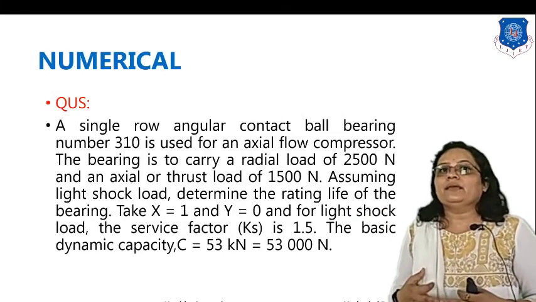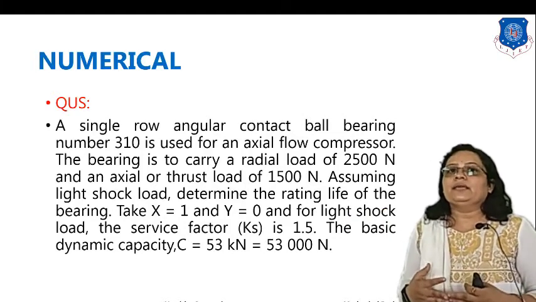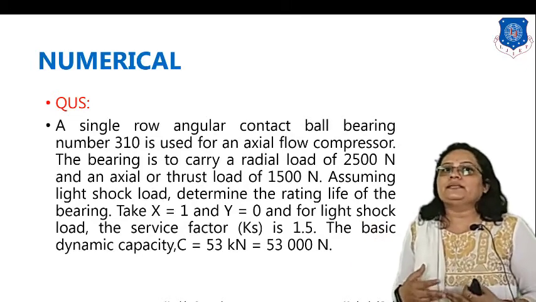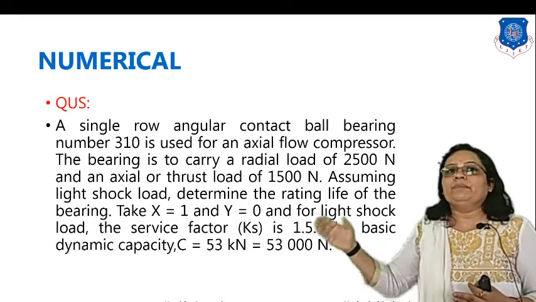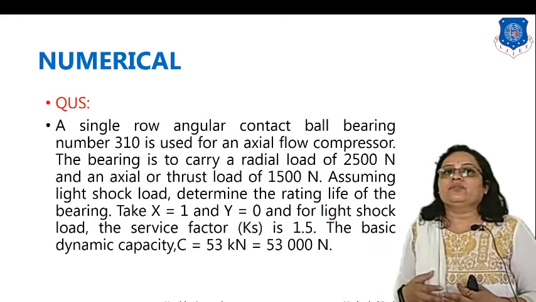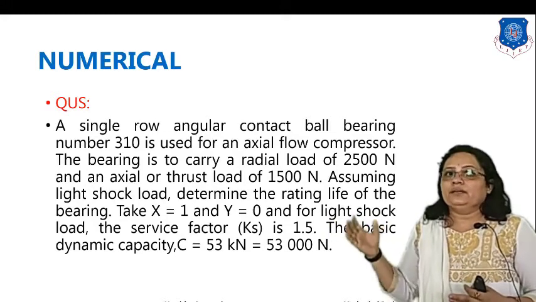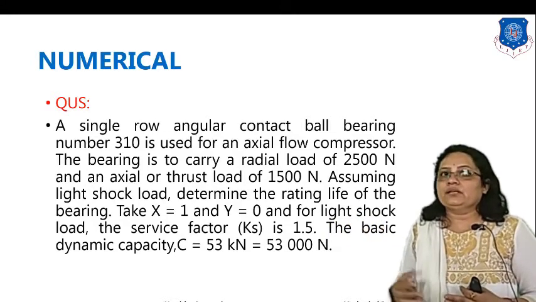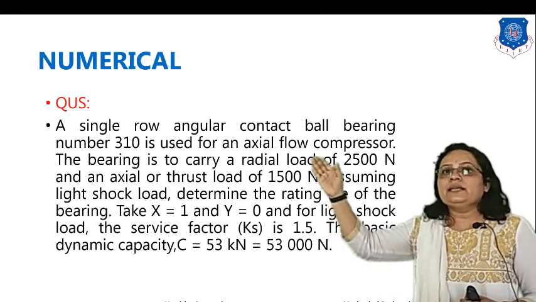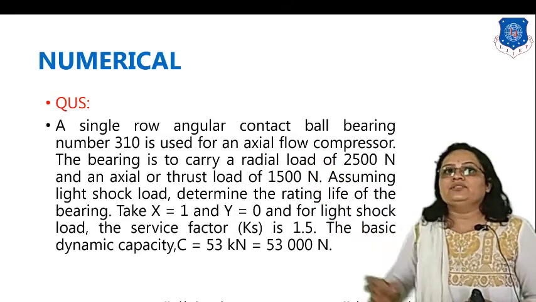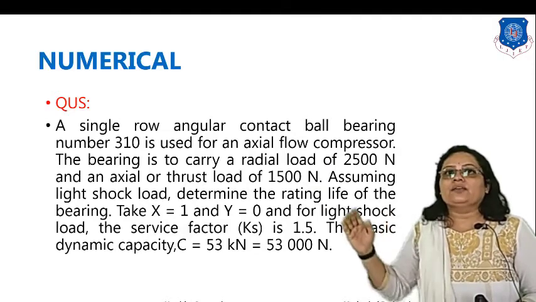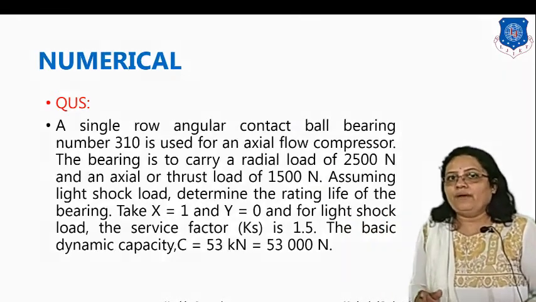The basic dynamic load capacity C is given, equal to 53 kilonewton, so this is equal to 53,000 Newton. 53 kilonewton is given, so we will convert it into Newton. This load is for the particular series having number 310. So that is the load condition given. These are the given data that you have to find out.